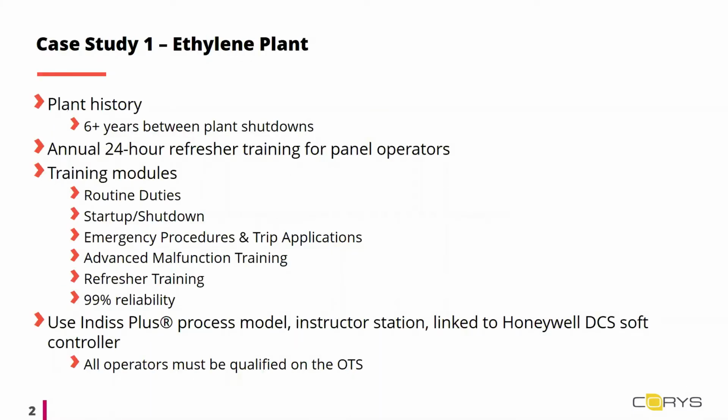This is a case study from one of our client sites that includes multiple ethylene and polyethylene units. The multiple simulators include Indus Plus process models linked to Honeywell DCS soft controllers. Through the use of the OTS, this facility has had a 99% reliability uptime and routinely goes 6 or more years between plant shutdowns. This leaves their operators little opportunity to maintain their abnormal situation management and startup and shutdown skills while operating the real plant.